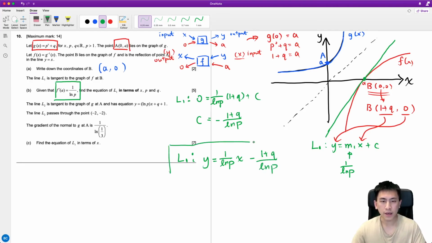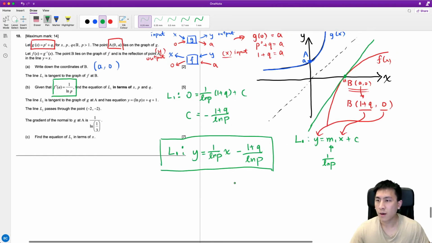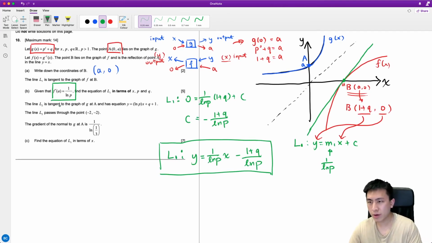That would be the final solution to part B, because we have made L1 in terms of p, q, and x. Now part C, we're given even more information. They are saying that there's a line L2, which is the tangent to the graph of the original function g at A.